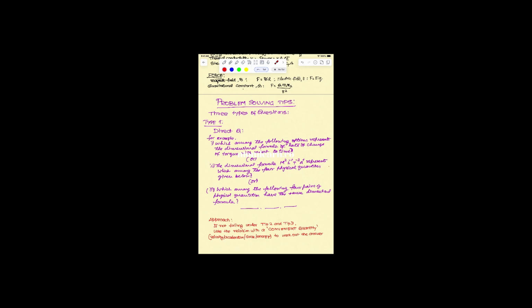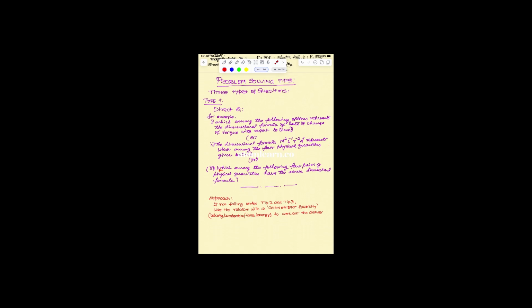Or you could be given the dimensional formula of a physical quantity like this: given the dimensional formula, which physical quantity may this represent? Option A, B, C, D. This also is a direct question asking about your knowledge of dimensional formula.